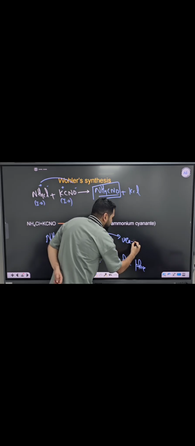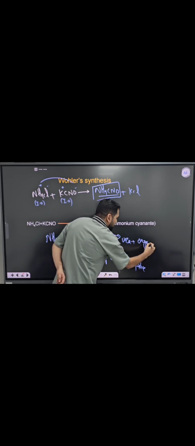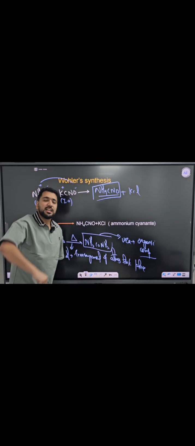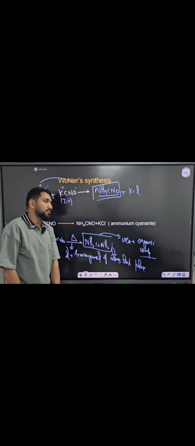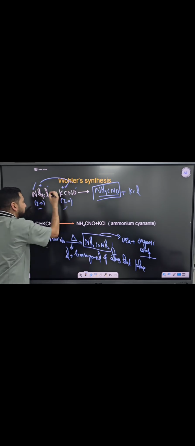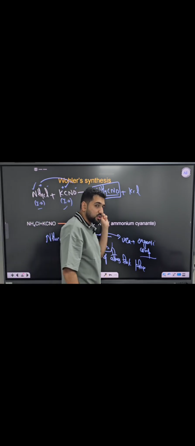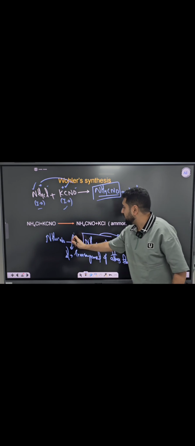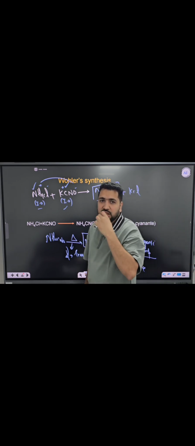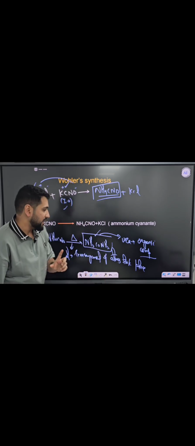And urea, guys, let me tell you, is an organic compound. So in order to create an organic compound, we don't need a plant or animal source. You can check out, guys: ammonium chloride, inorganic source; KCNO, potassium cyanate, inorganic source. And from these two, we actually got urea. And this urea is an organic compound.